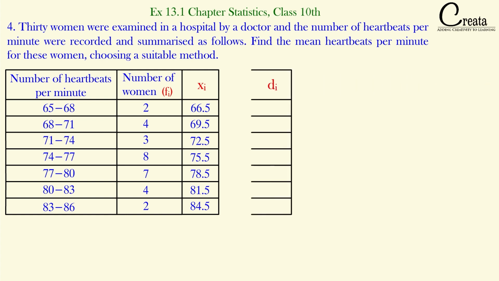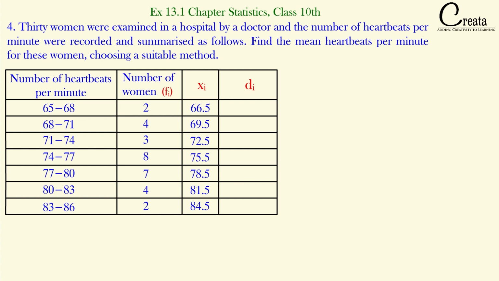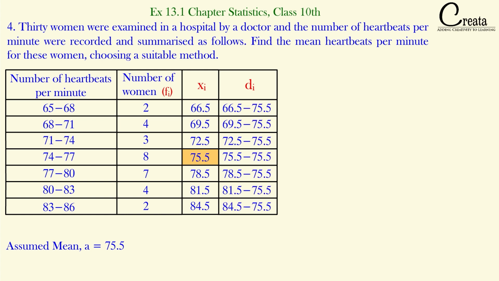So let's find the deviation. How do we find the deviation? We assume any of the observations as the assumed mean, specifically the middle point. Of all these observations, 75.5 is the middle point. So we will assume this as the assumed mean, and we will subtract this assumed mean from all the given values of the observation. Got it? We have just assumed 75.5 as the assumed mean, but you are open to use any value as assumed mean. The answer will not change. So we got the values of the deviation as -9, -6, -3, 0, 3, 6 and 9.